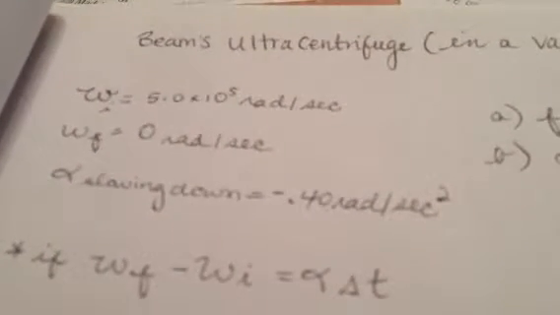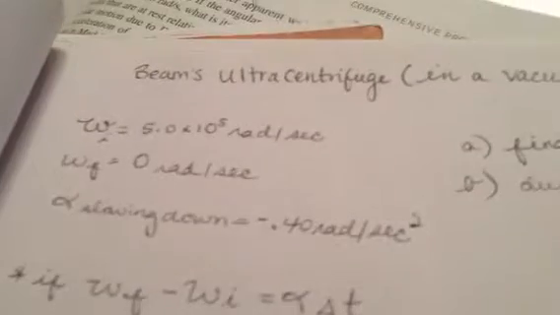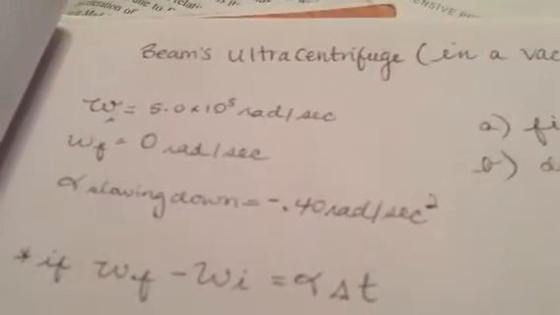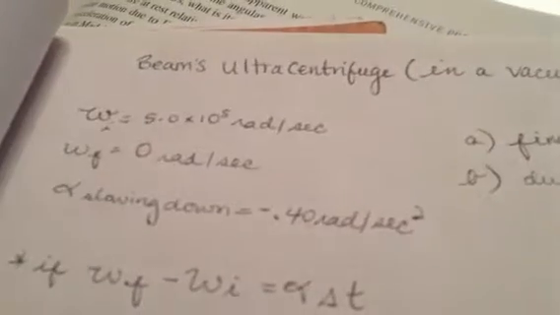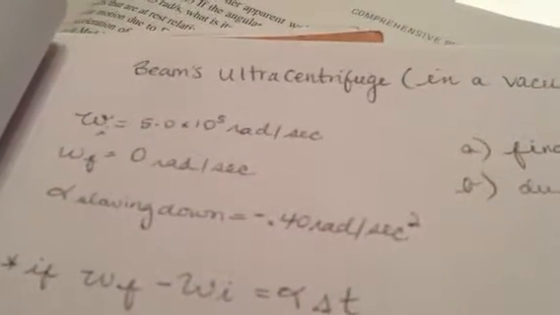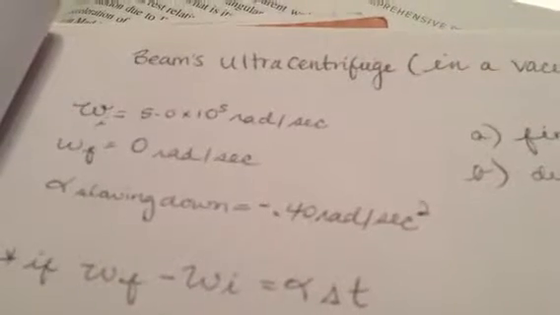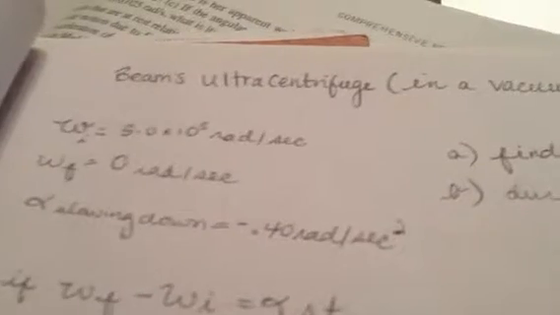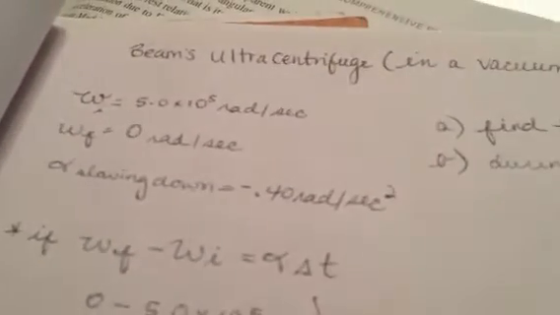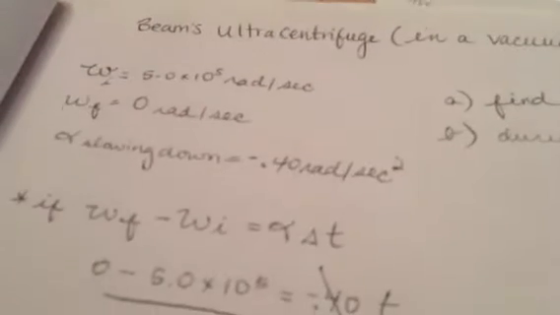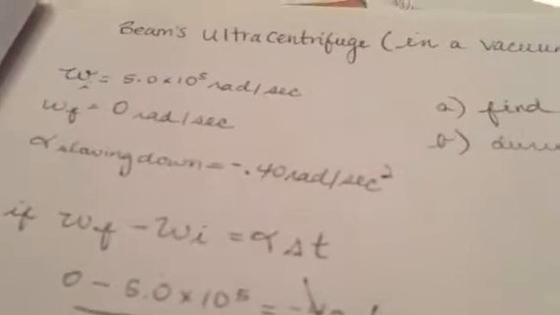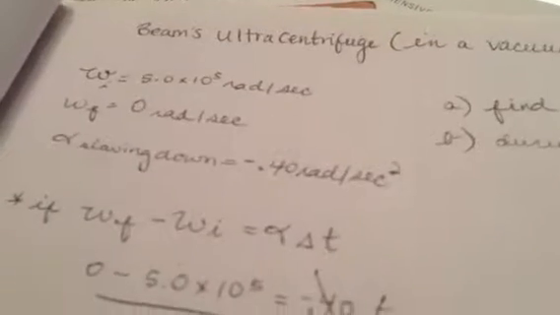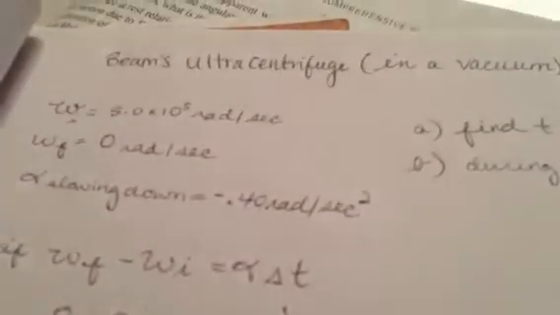So we are given the initial angular velocity at 5 times 10 to the 5th radians per second. And it tells us that the ultracentrifuge stops. When it stops, it has a 0 angular velocity. And it has a negative acceleration because it is slowing down. In the question it gives us a positive value for the acceleration, but because we know that it's slowing down, we use the negative sign.